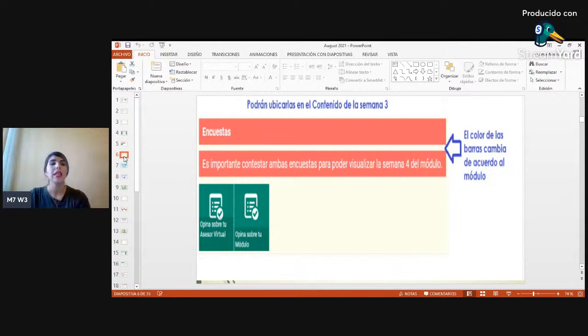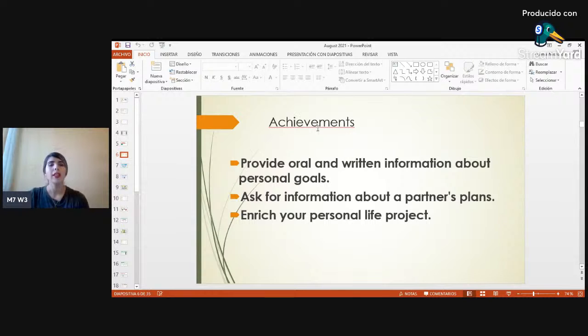The objective during this model 7 in week number 3 is to provide information about personal goals, ask for information about a partner's plans, and enrich your personal life projects. All the models in this program are about your life project, and they are trying to help you to achieve your goals, to improve, to learn. This week is not an exception, right?